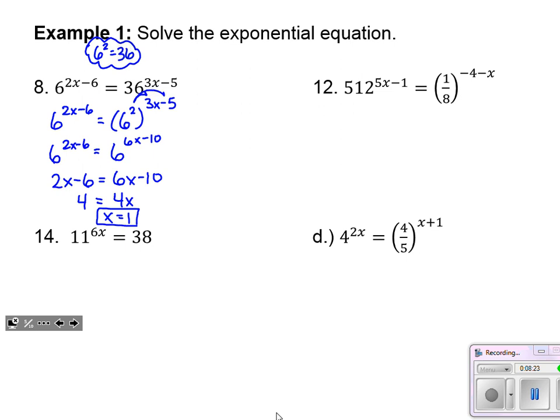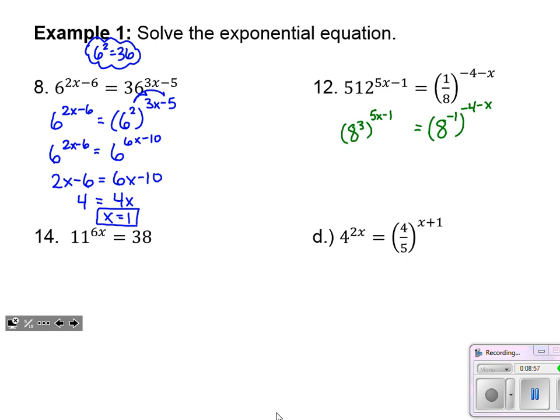How about number 12? Well, 512 and 1/8. Well, 1/8, anytime I see a 1 over, I know I can use a negative exponent there. That's 8 to the negative first. You can just try and rewrite, kind of substitute in. And 512, maybe I'll test that in the calculator, see if that's 8 to some power. And hey, it's 8 to the third. So I'm able to get a common base. Even though it had a negative exponent on the right-hand side, it's still a common base. It still works.